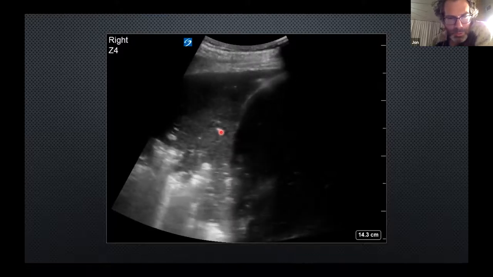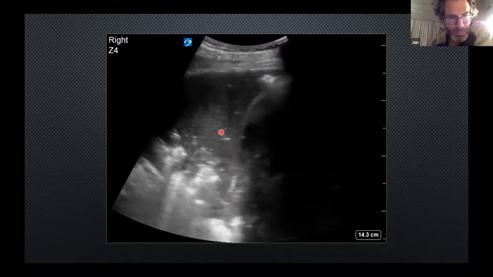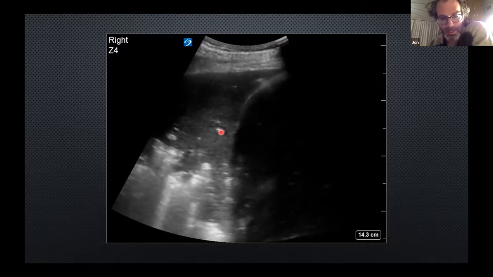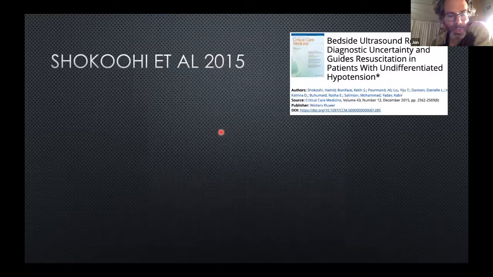So in terms of P for pleura, as well as looking for pneumonia, we're also looking for things like heart failure and consolidation. Okay, so that was a quick run through the HIMAP exam.